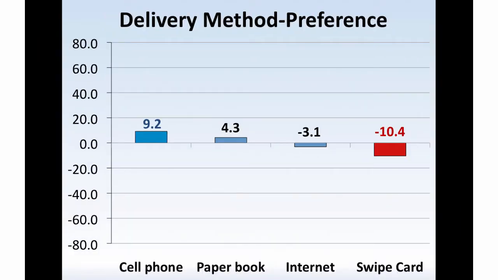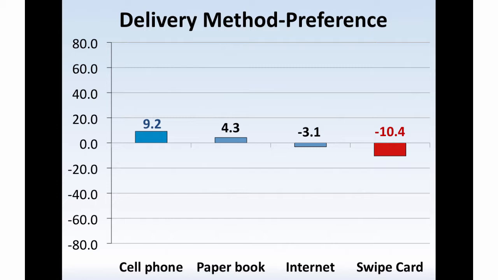Now the next attribute section was delivery method. As you can see, people would prefer to get it on their cell phone. We're really technological. We're always on our cell phones, and it's just a convenient way to get coupons now. You can bring it with you anywhere.